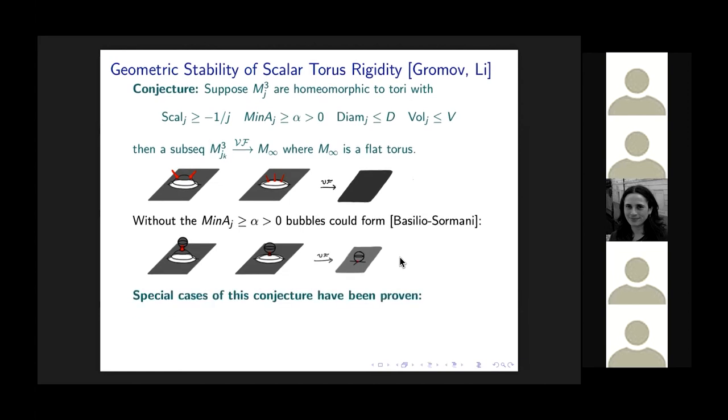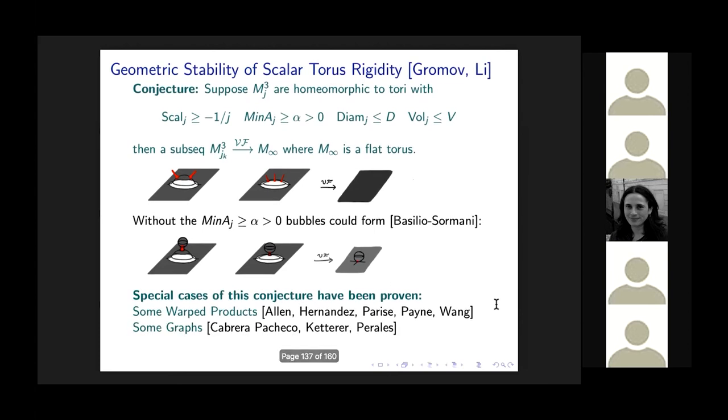Okay, special cases of the conjecture have been proven. It's the warp products; different kinds of warp products have been studied by Allen, Hernandez, Parise, Payne, and Wang. These were a bunch of students and postdocs that attended the Fields Institute lectures about this. Some graph cases have been solved by Cabrera Pacheco, Ketterer, and Perales. This is much harder. Graph cases involve partial differential equations.